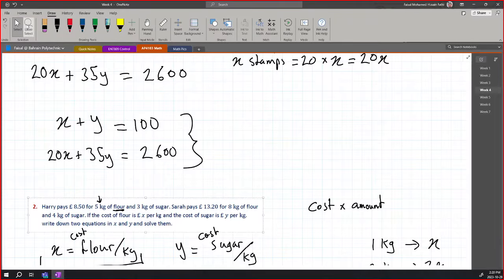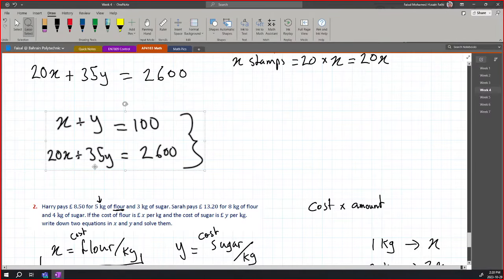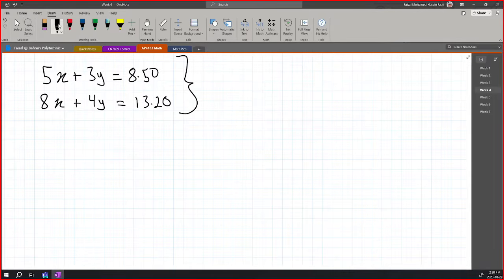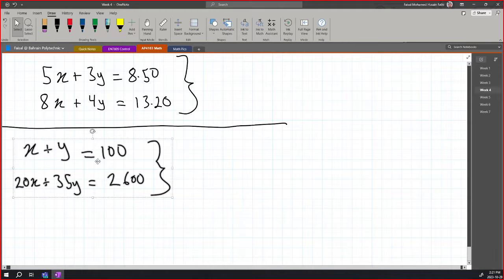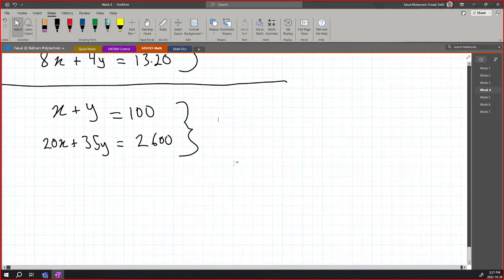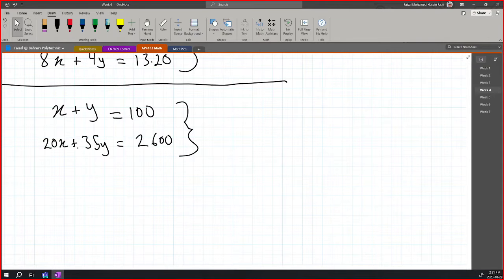Someone wanted me to solve this, so let's solve it. We have the equations x plus y is equal to 100, 20x plus 35y is equal to 2600. My personal preference is that I usually solve by substitution, but you should go with whatever is easier for you. You can do whatever you are more comfortable with. For this question, what do you guys want me to solve it with? Put 1 in the chat if you want me to solve it with substitution, put 2 if you want elimination. 1 substitution, 2 elimination.